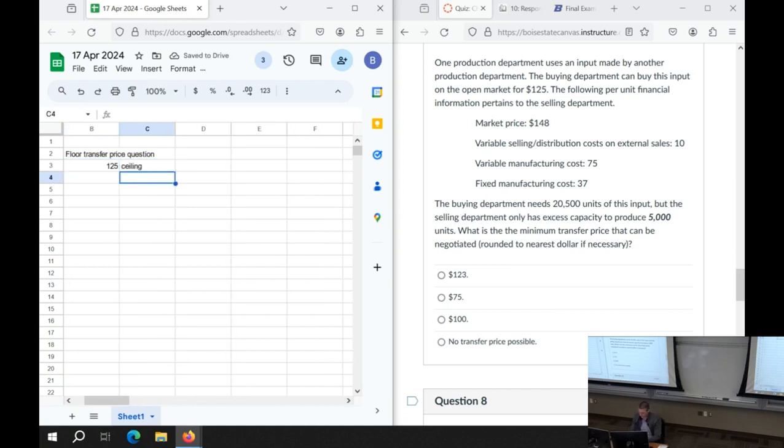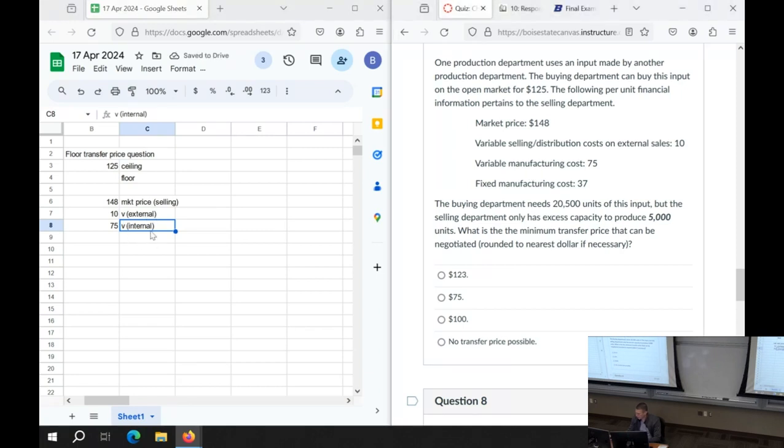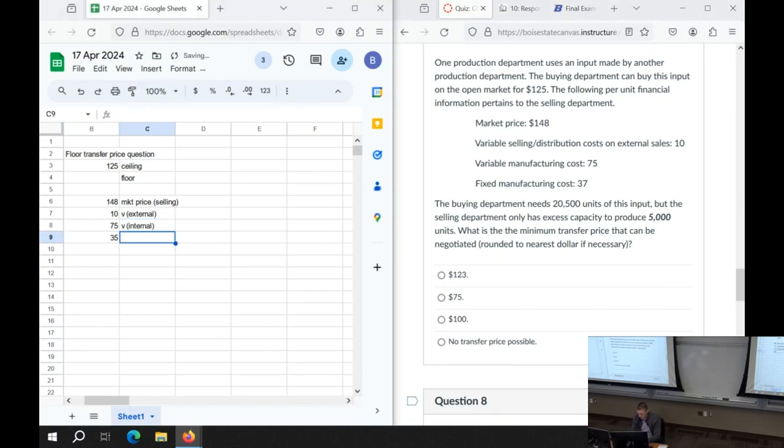And now we have all this floor stuff down here. We have market price for the selling department of 148. 10 is our variable external costs. We have 75, our variable internal costs. So I'm labeling it this way. Internal will just be called manufacturing cost. But the idea is when we manufacture it inside our company, this is what we're going to have to incur. And then we have this 35 fixed manufacturing cost.